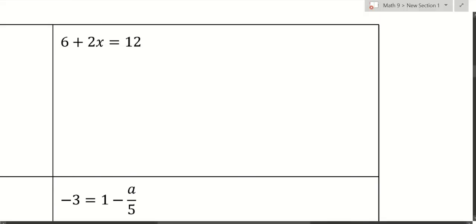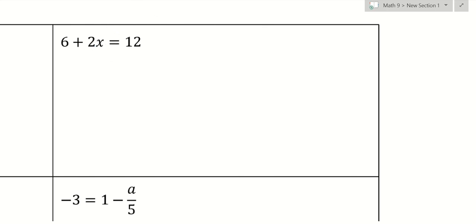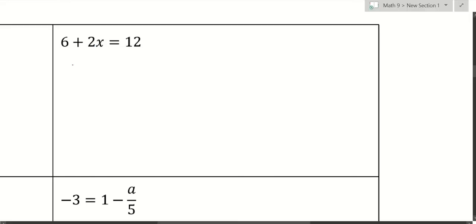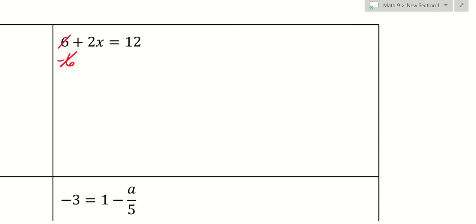All right, so what are we doing here? We are solving for x. So this is our variable, right? This is what we need to isolate. And so what we're going to do is first get rid of the constant that's on the same side of that variable. So here I have a 6 that's on the same side as my variable, so I'm going to get rid of it. 6 minus 6 is 0. There we go. That's a pretty straightforward first step.